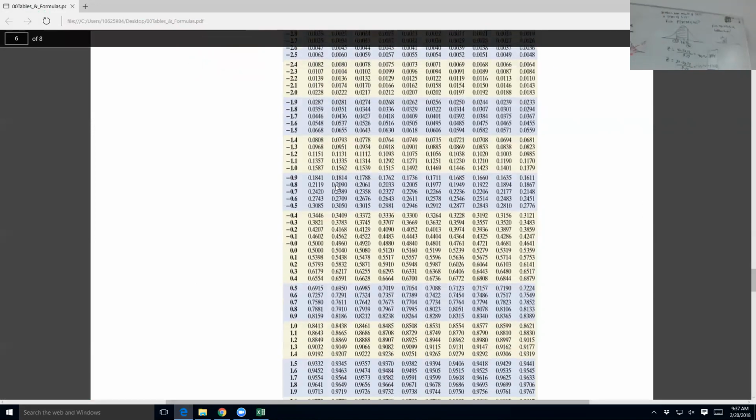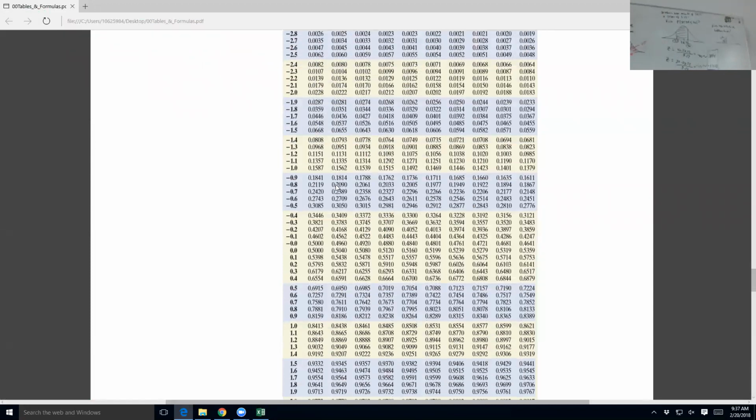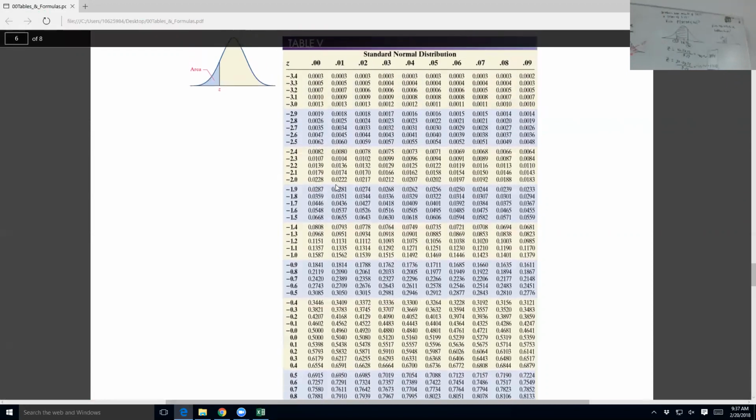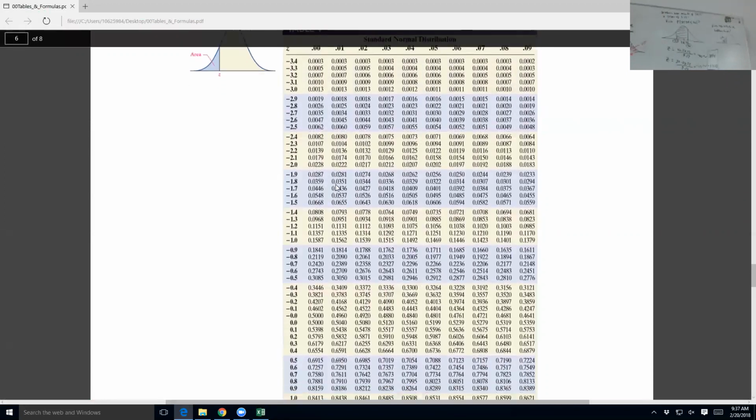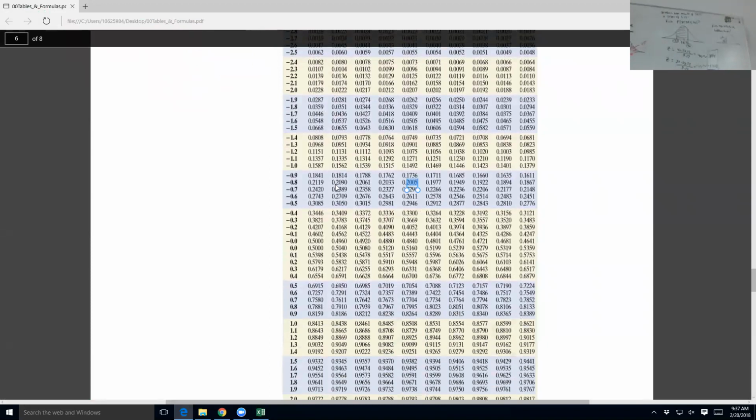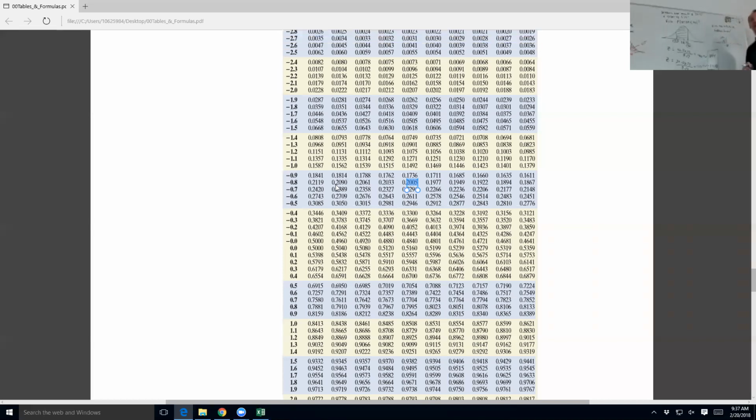0.2. That's pretty close to that one, right? So that seems like a pretty good one. So that's negative 0.84. You see that? Okay. So that number there is pretty close. So this value here works out to be negative 0.84.